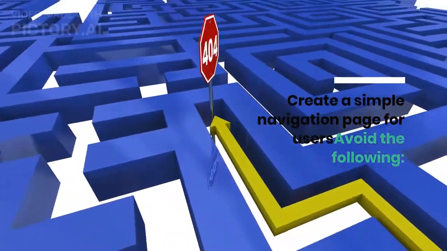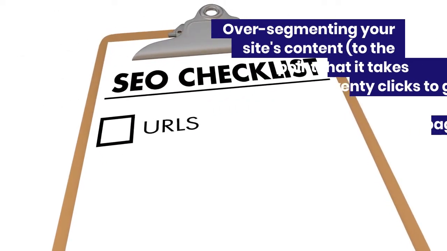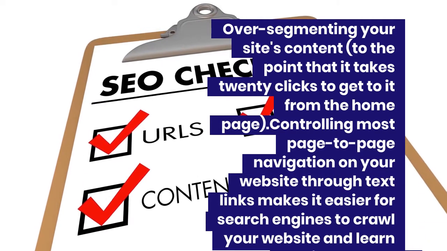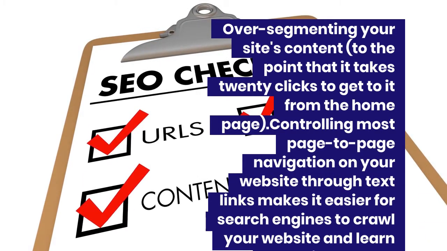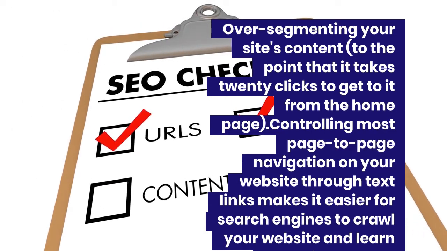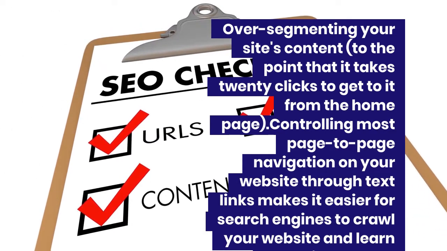Avoid the following: over-segmenting your site's content, to the point that it takes 20 clicks to get to it from the home page. Controlling most page-to-page navigation on your website through text links makes it easier for search engines to crawl your website and learn about its content.